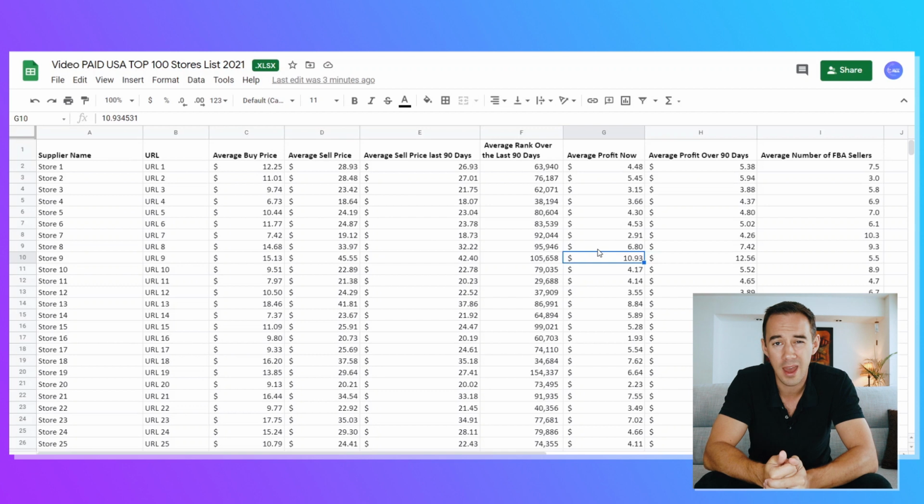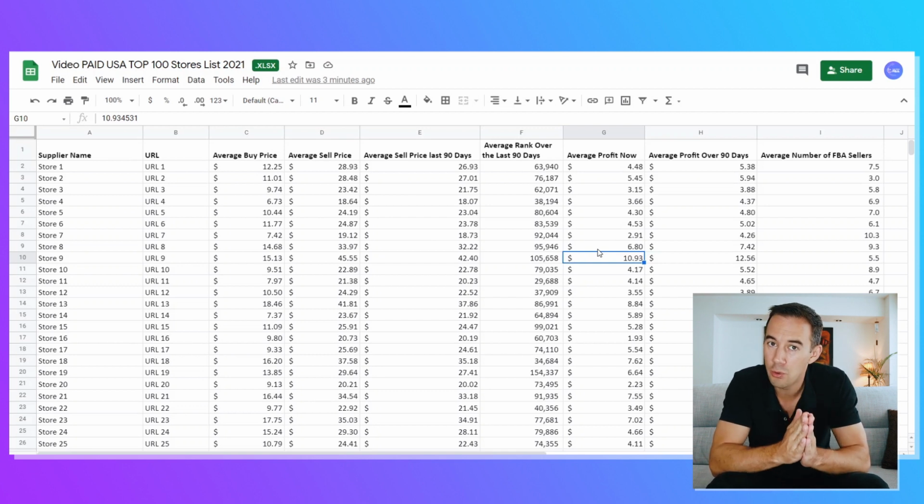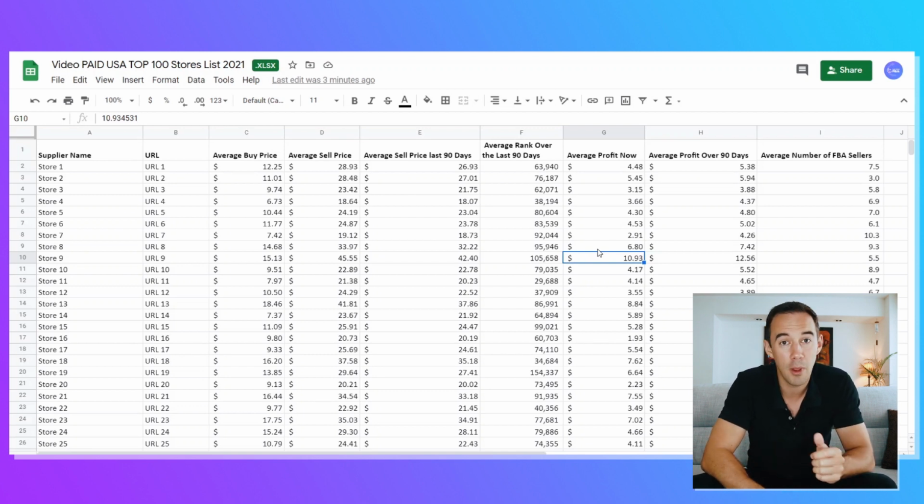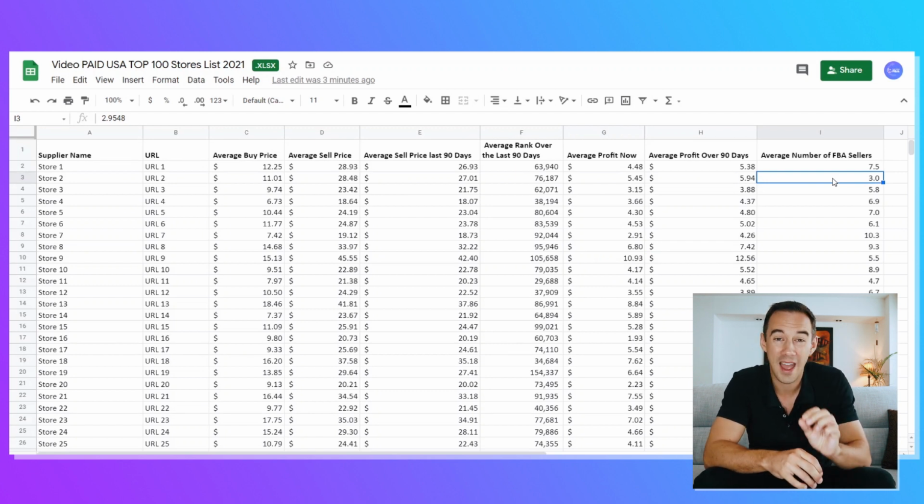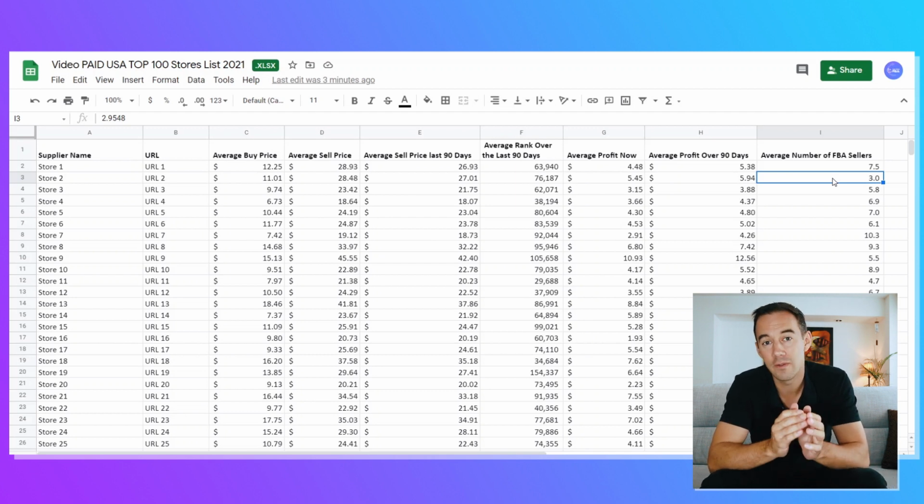Now, the other one might be that, hey, you know what? You might be after very low competition sellers. So you're going to come over to the competition listings, the number of FBA sellers. And even if I just have a look here, supplier number 2 on average has half the number of competitors as supplier number 1 does. Just knowing that information allows you to focus on those stores which are going to really help you achieve the results that you want to get.